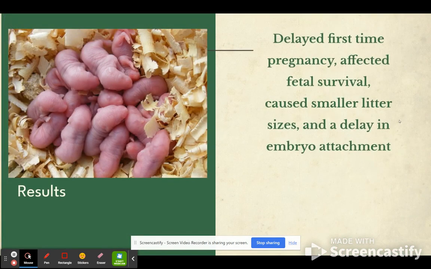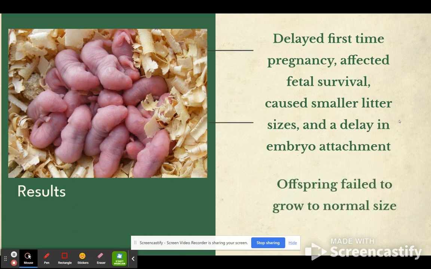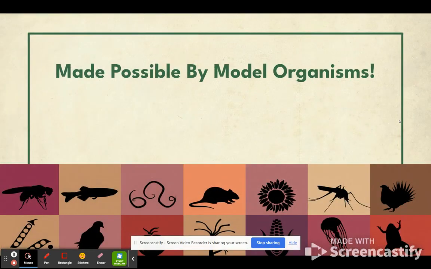The study found that exposure to e-cigarette vapor delayed first-time pregnancy, affected fetal survival, caused smaller litter sizes, and a delay in embryo attachment. Female offspring exposed to e-cigarettes in utero also failed to grow to a normal size. Model organisms are what made this experiment possible.